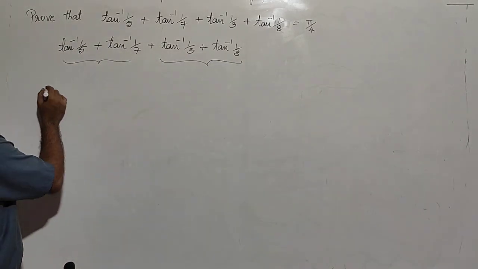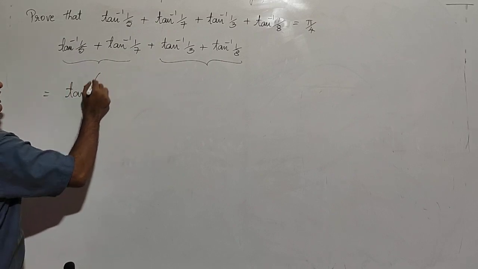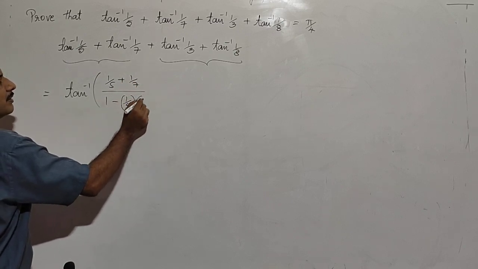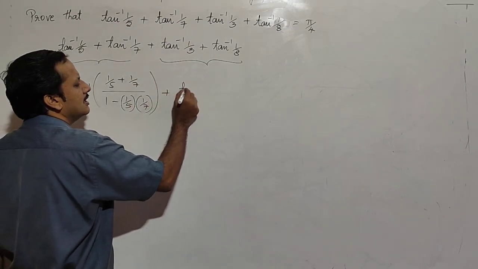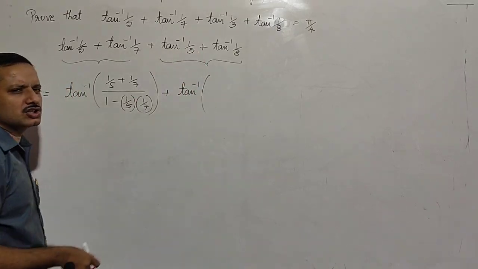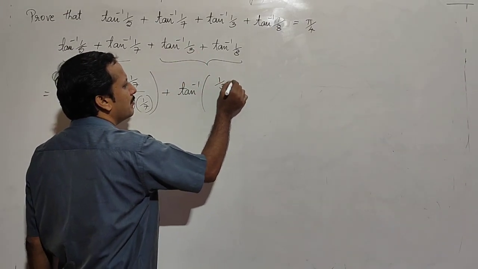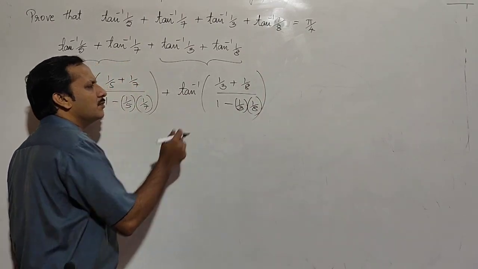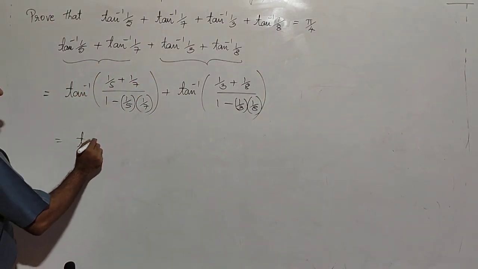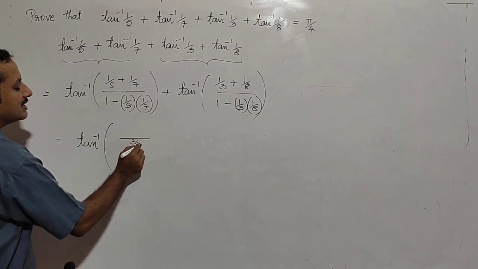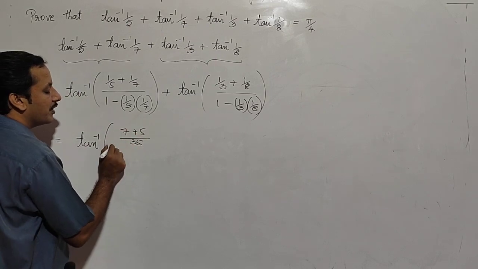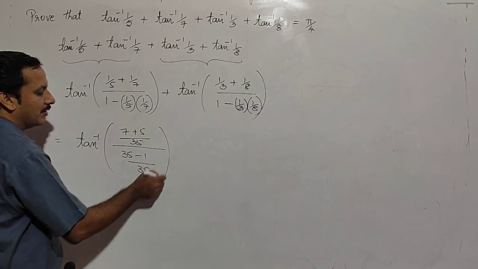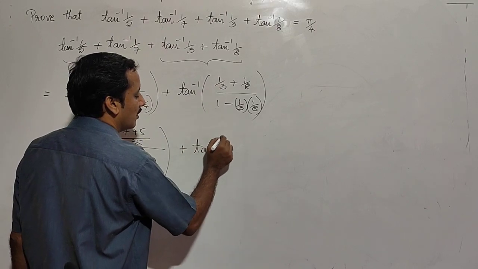Okay, so if we do that, then here we have tan inverse of x plus y, that is 1 by 5 plus 1 by 7 divided by 1 minus xy, 1 by 5 into 1 by 7, plus. Similarly, we are using the same formula between these two terms also, tan inverse of x plus y divided by 1 minus x into y. X is 1 by 3 here, y is 1 by 8. Okay, let us further simplify this. Take LCM, 35 is the LCM, numerator will be 7 plus 5. Similarly, in the denominator, 35 is the LCM, numerator will become 35 minus 1, plus tan inverse of.